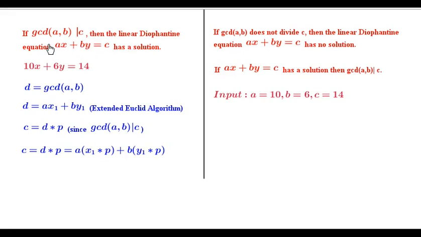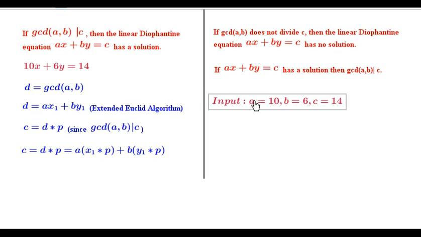So the idea is the solution for ax plus by is equal to c exists if and only if GCD of a comma b divides c. So that is the final summary of our understanding. So now let me take one example.